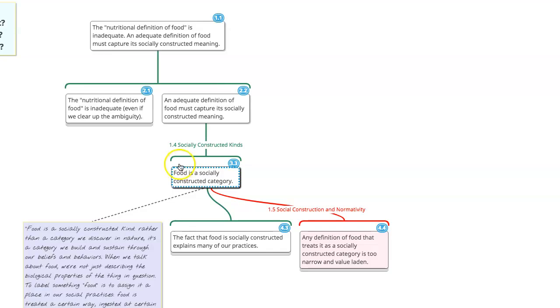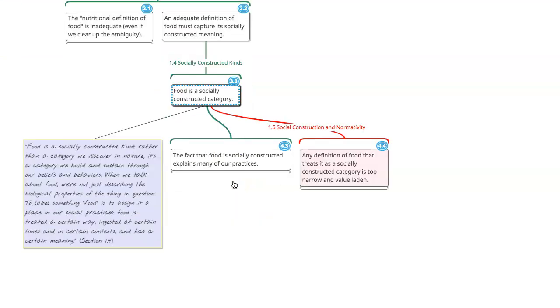And here's where we get to section 1.4, socially constructed kinds. The claim is that food is a socially constructed category. Here's a quote from the text that captures what we're talking about here. "Food is socially constructed. Rather than a category we discover in nature, it's a category we build and sustain through our beliefs and behaviors.